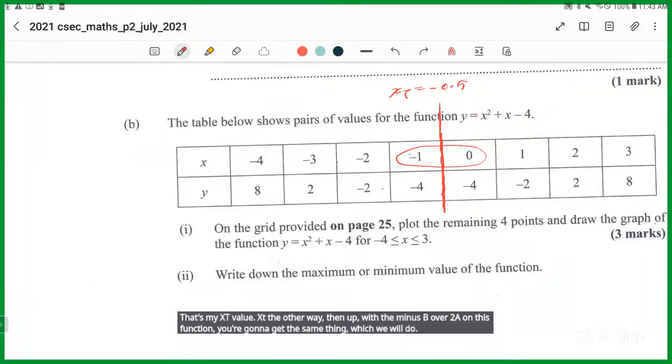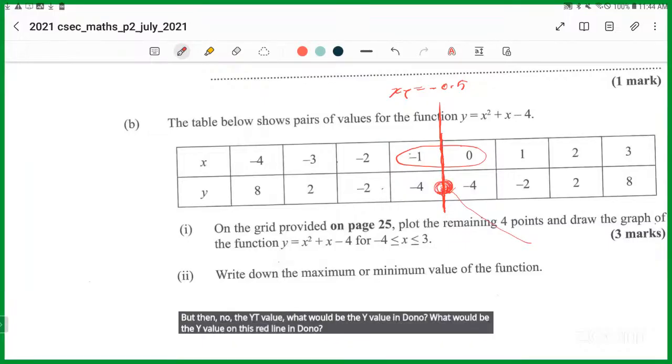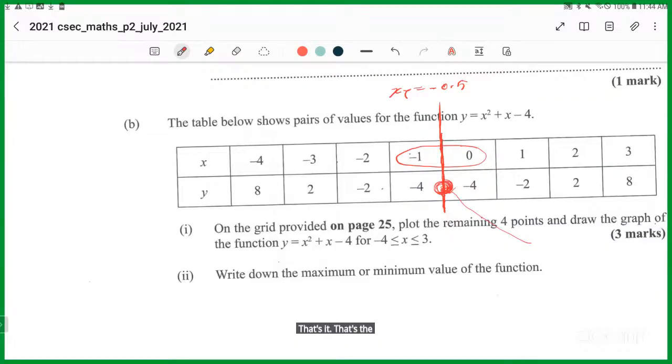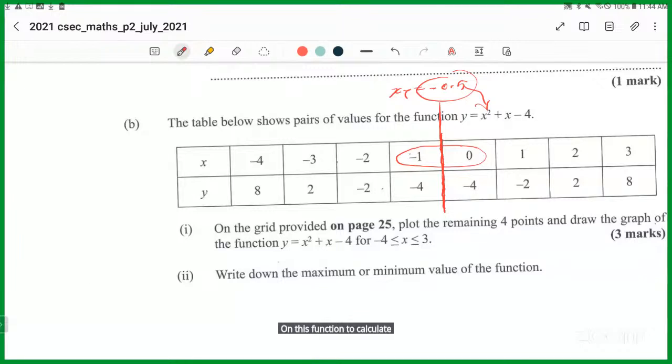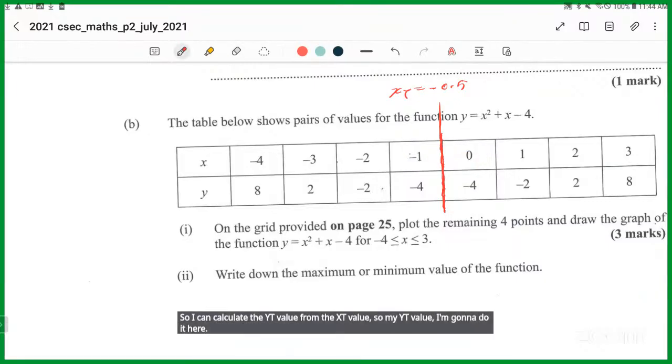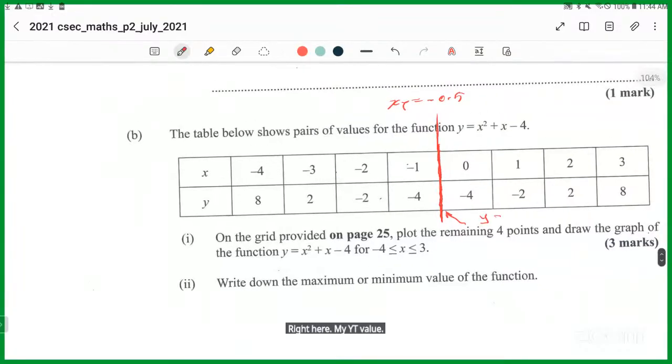But now the yt value: what will be the y value down here on this red line? That's the yt value, the y value of the turning point. So if I use this xt value in this function to calculate the y value, that's my yt value. I can calculate the yt value from the xt value. So my yt would be equal to, plug the -half into the function and see what it is.